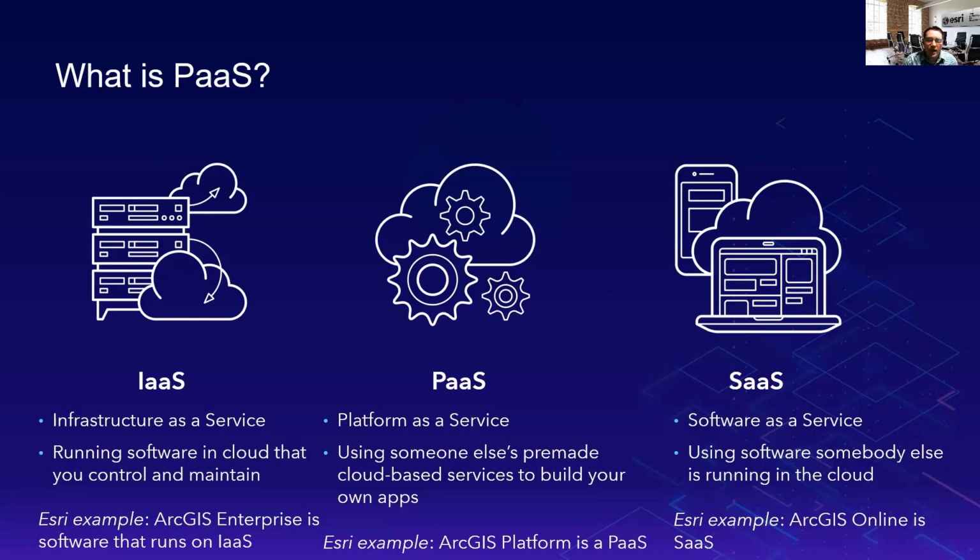On the right, we have software as a service, or SaaS. This is a fully functional application or solution with no maintenance to utilize on the consumer part. It's the cleanest consumption model by the consumer. And in ArcGIS, that would be ArcGIS Online.